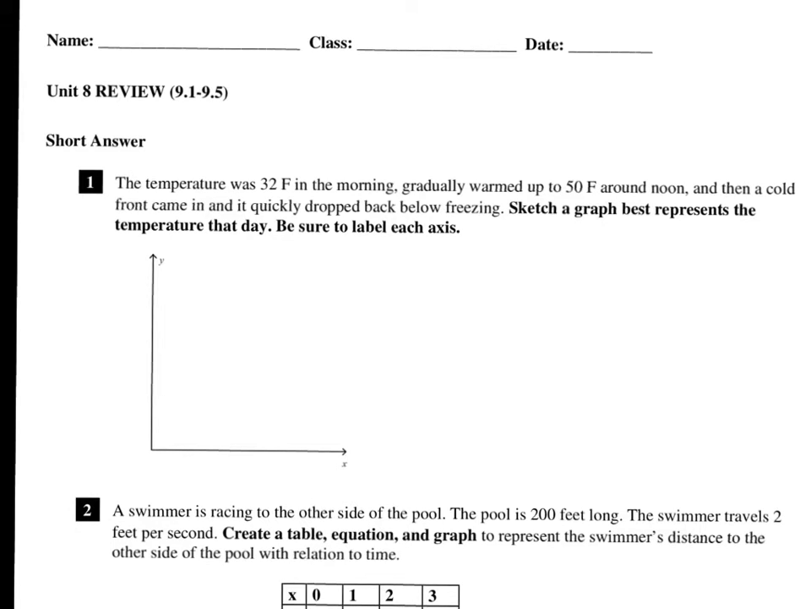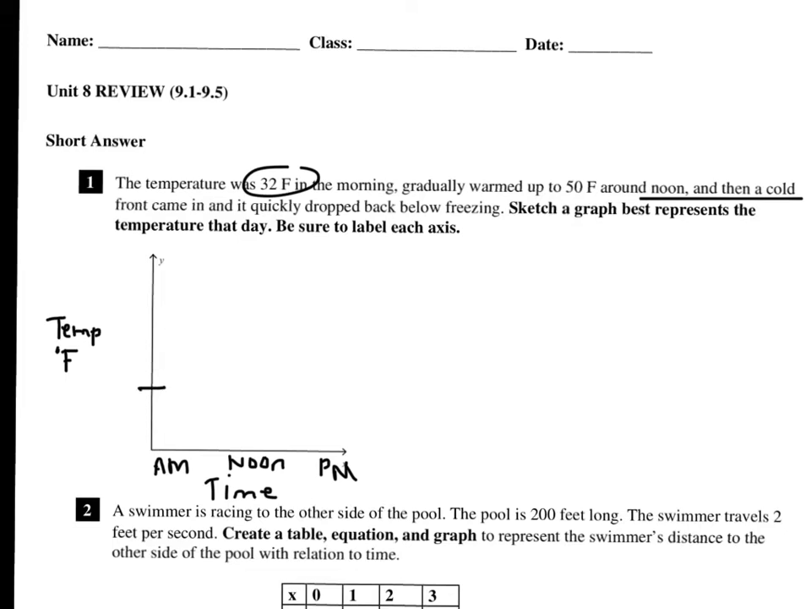To start number 1, I'm going to label the graph. We are talking about temperature over the course of a day. So I'm going to put time on the x-axis with the morning, noon, and night. And that's an M. And on the y-axis, I'll put the temperature in degrees Fahrenheit. So we start at 32 in the morning.